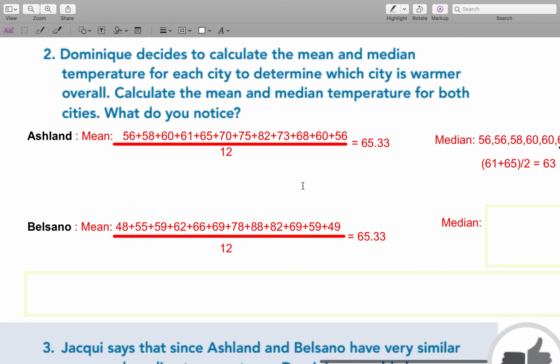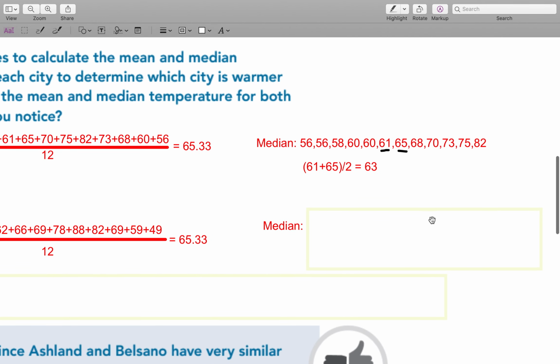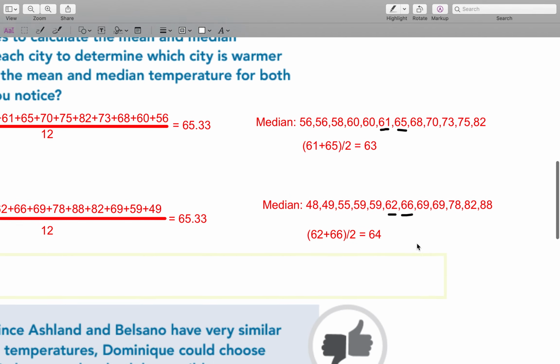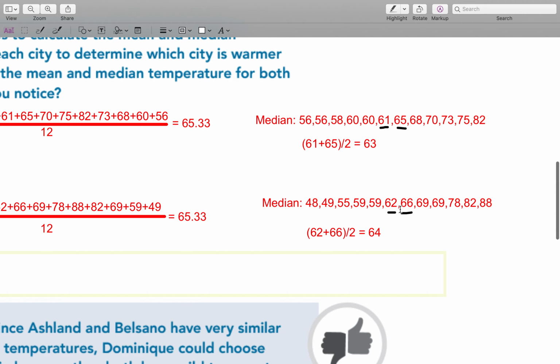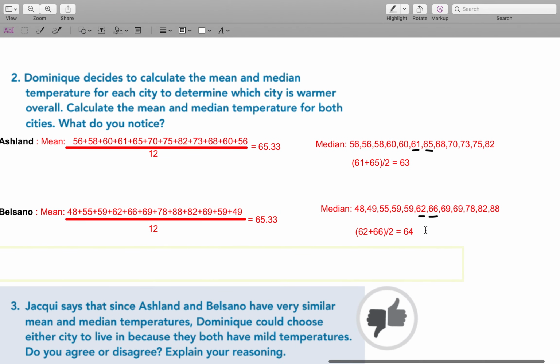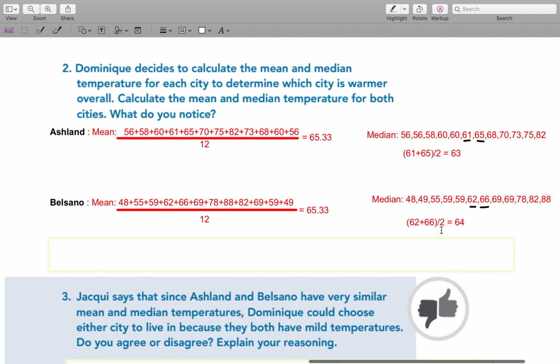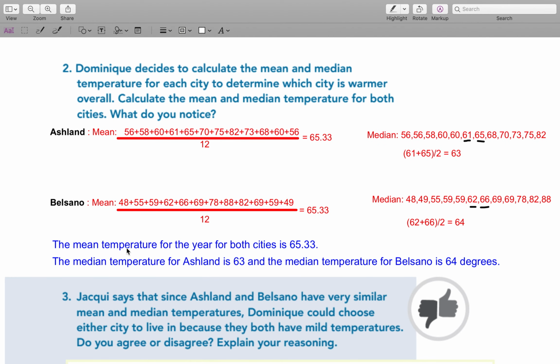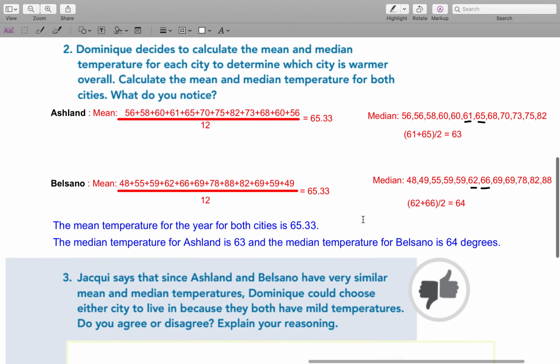And let's see for Bolzano. So Bolzano's median, once again, you're going to have to order these from least to greatest. Okay, so same thing, you would find the middle number right here, which is 62 plus 66, divided by 2 to get the middle number from these two, and so it'll be 64. So that tells us that Bolzano's middle number would be a little warmer. So the mean temperature for the year for both cities is 65.33. The median temperature for Ashland is 63, and the median temperature for Bolzano is 64. Okay, so that was what we found.